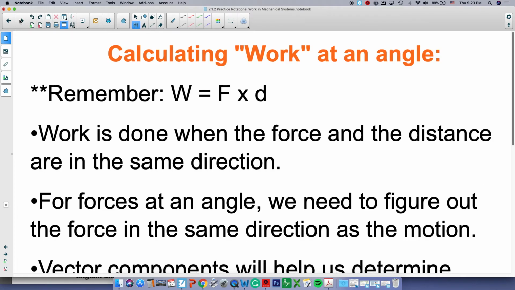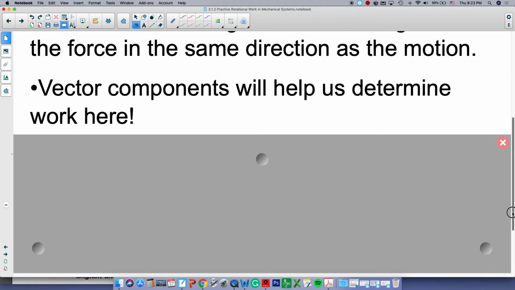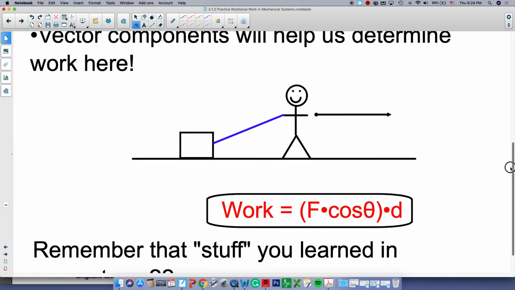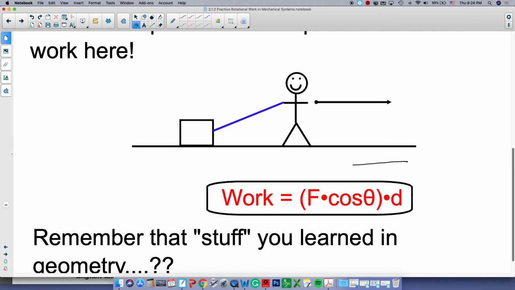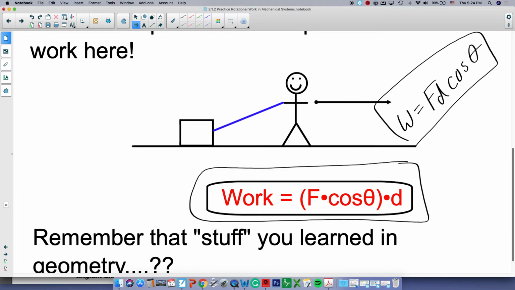Okay, let's try one more here, and then I'll have the video uploaded so you guys can look at it if you need to. So this slide is just going to show you that work equals force times cosine times d, and I had it as F d cosine theta. So that's another formula that you want in your notes, okay, just for practice.